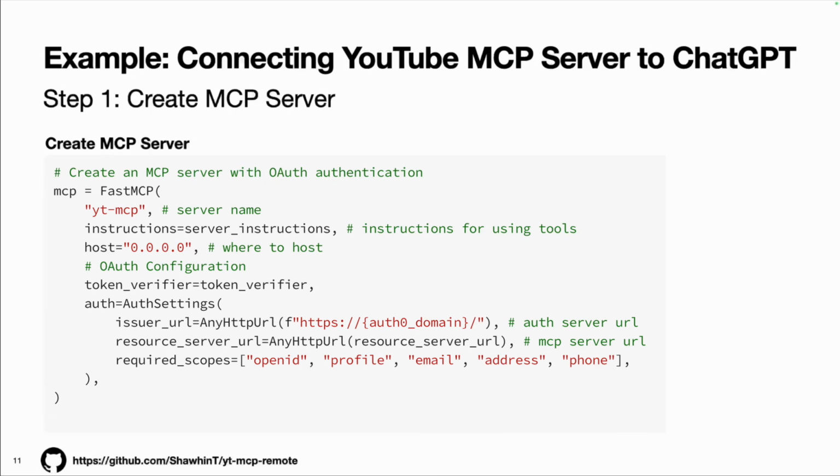So we have this issuer URL. This is the URL of our auth server. We have the resource server URL. This is the URL of our MCP server running on Railway, and then required scopes.